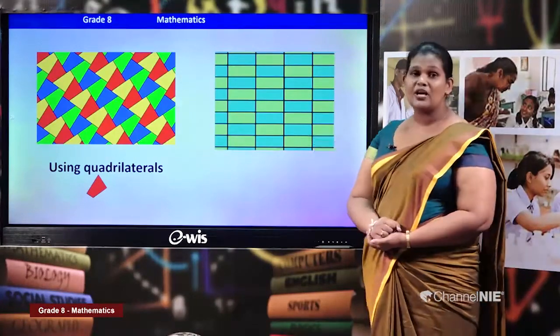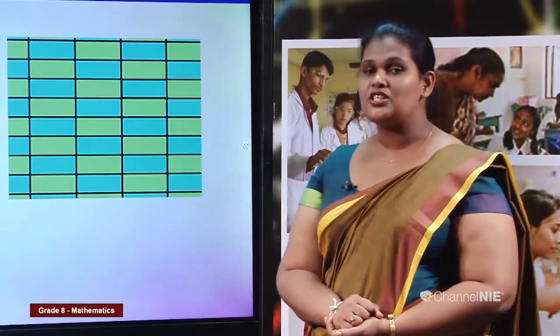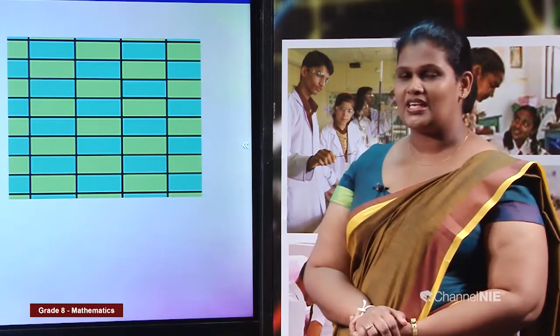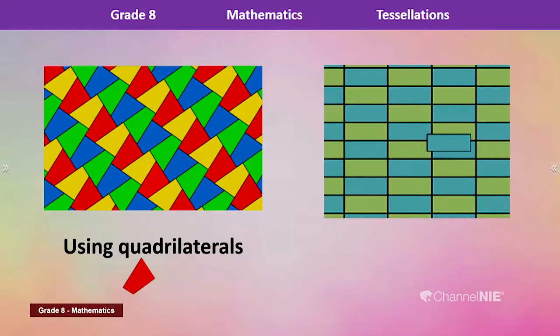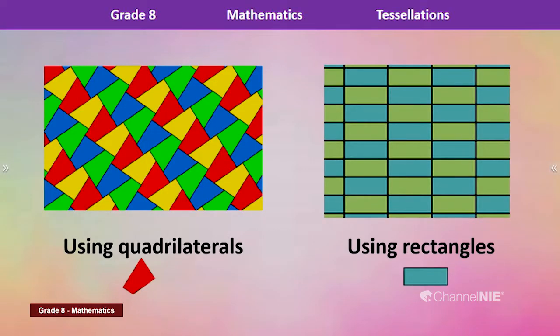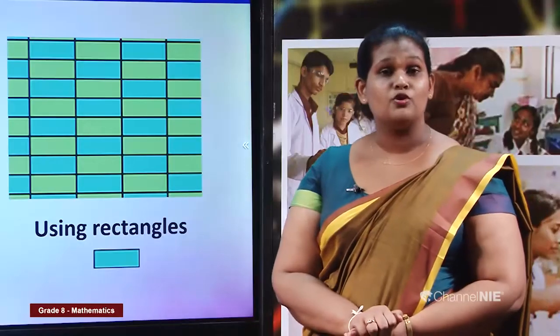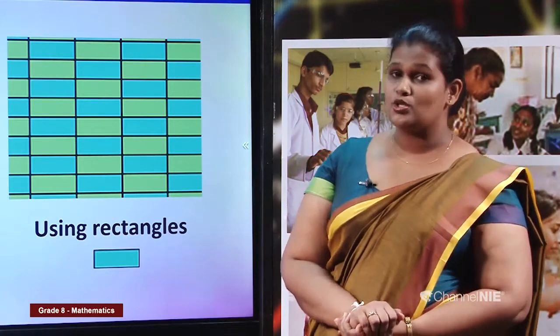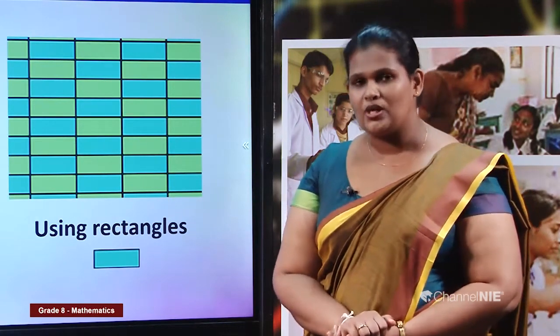Right. Now, have a look at this one. What is the shape that you can see there? Yes, once again you are correct. Here we can see only rectangles. Isn't that so? The shape they have used is rectangles but in two different colors. Some are in blue and some are in green. Right. As they have used only one shape, once again we can say it is also an example for pure tessellations.